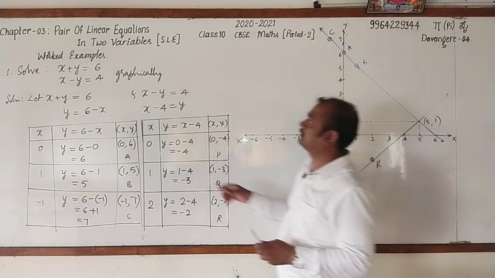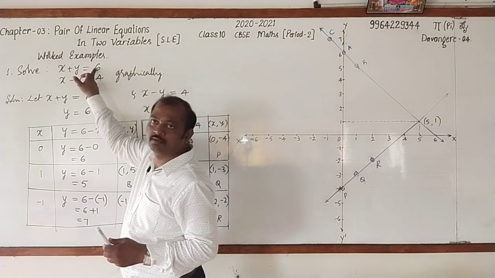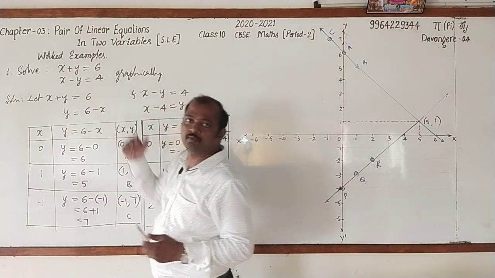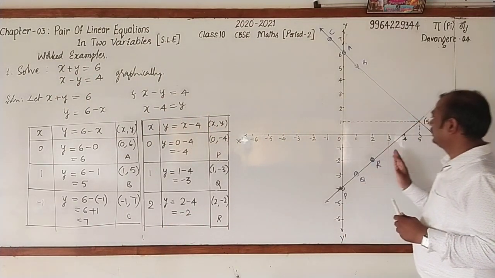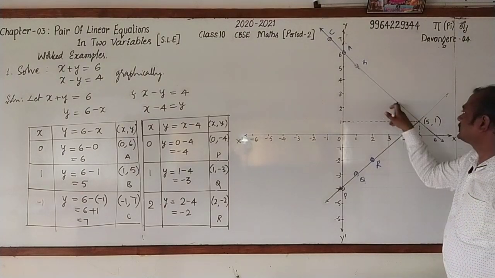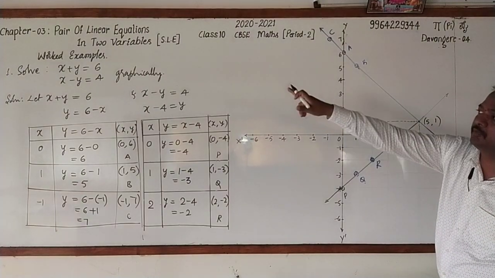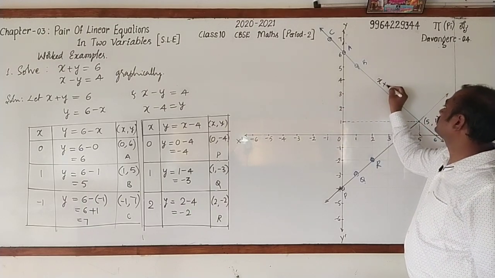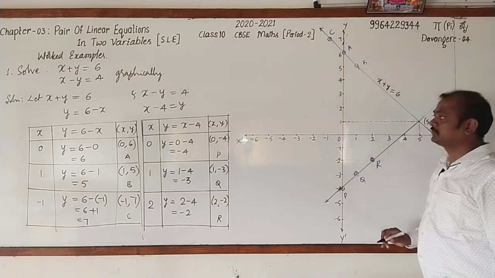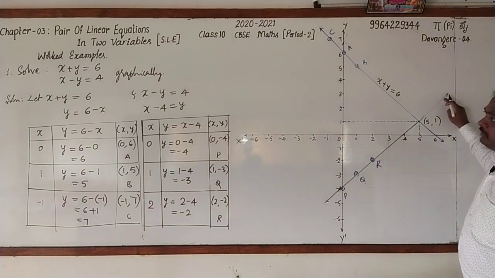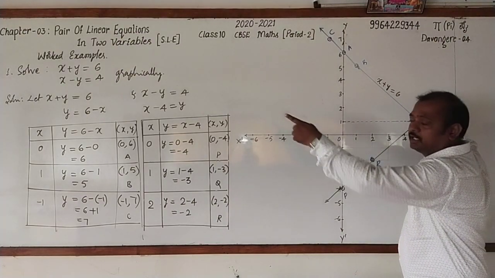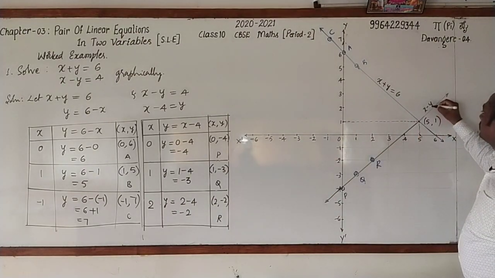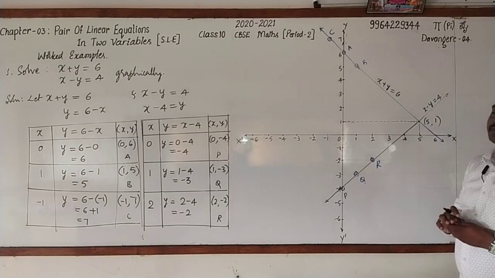Observe it. 5 plus 1, 6. 5 minus 1, 4. Clear? Now, this is the first line. It is the graph of first equation, x plus y is equal to 6. And this second line is the graph of second equation, x minus y is equal to 4.